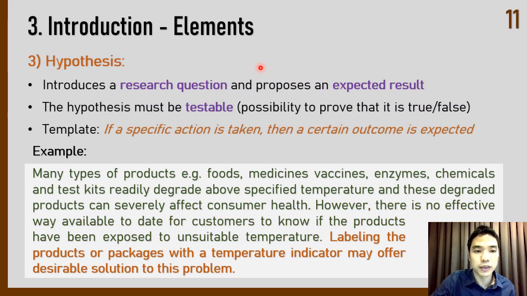So once you state the research problem, you may give out some hypotheses on how to solve those problems. By doing so, you will introduce a research question and propose the expected results. The hypothesis must be testable, which means it is possible to prove that it is true or false. You may want to follow this template: if a specific action is taken, then a certain outcome is expected. So in the previous example, after we have stated the statement of the problem, the next sentence is: labeling the products or packages with a temperature indicator may offer a desirable solution to this problem. So here, the author is telling you a research question; in this case, they are going to try to develop a temperature indicator for the package.